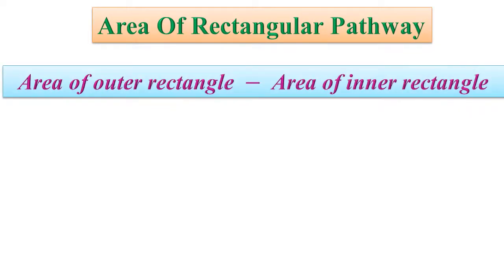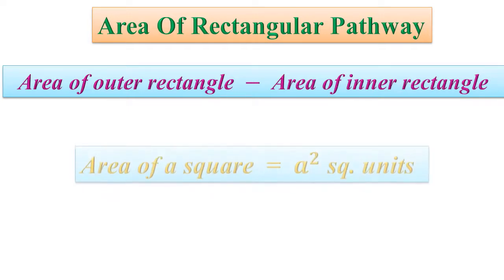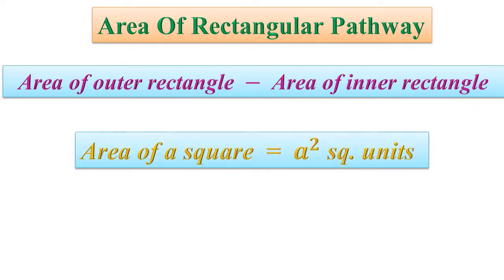Let's know the formulas. First one, area of the rectangular pathway equals area of outer rectangle minus area of inner rectangle. Then the second formula, area of square, which gives a squared square units. Then area of rectangle, which gives L into B square units.